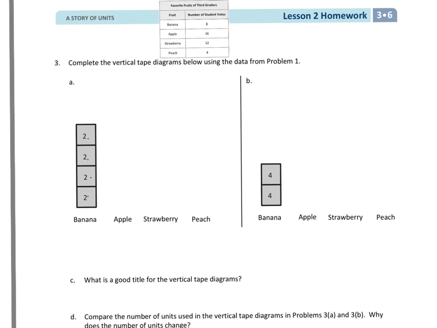So for apple, I need to do 2s again. And again, I'm going to try my best to do this first bit because I know that that's 8, and then I want to try to double that to get up to 16.